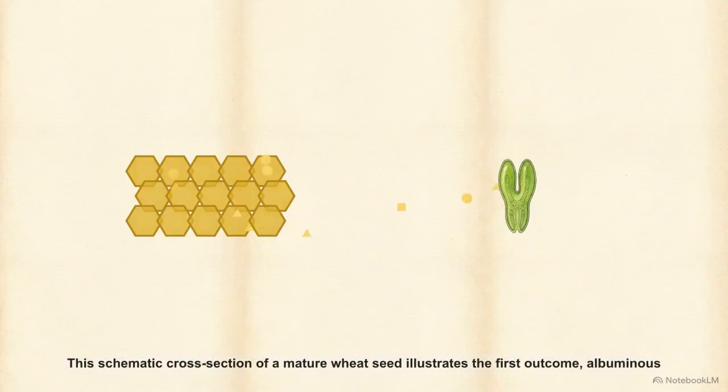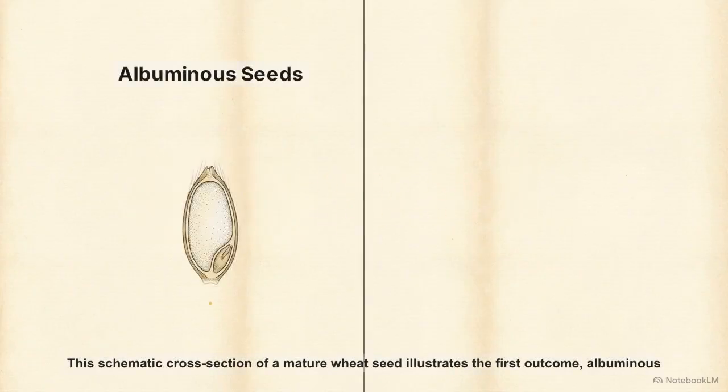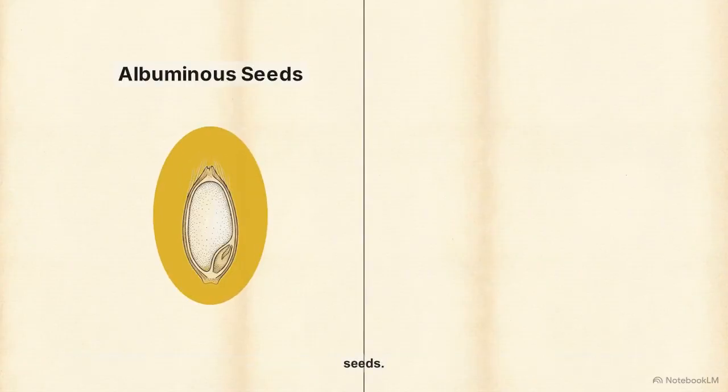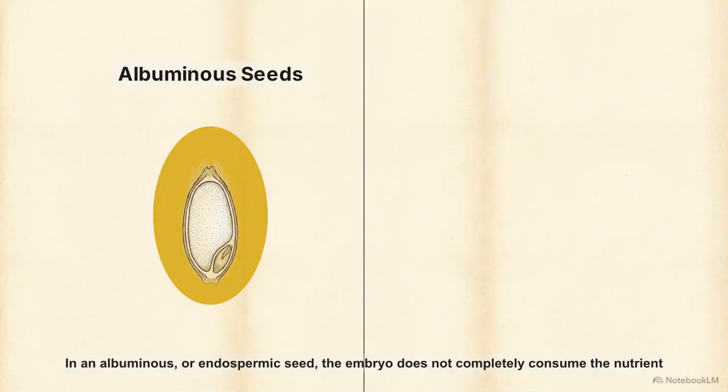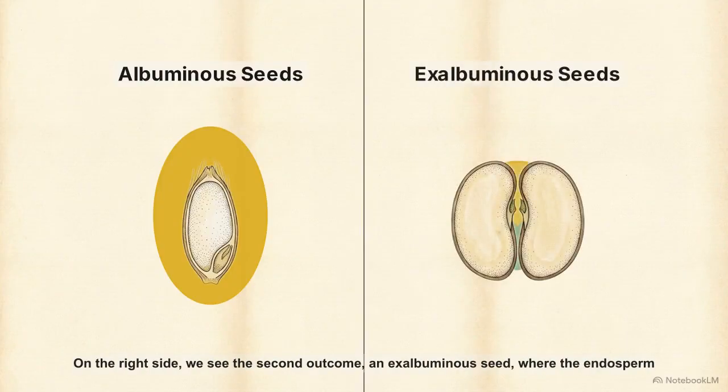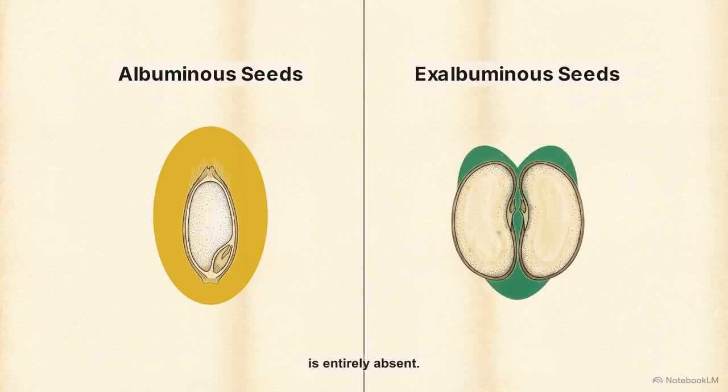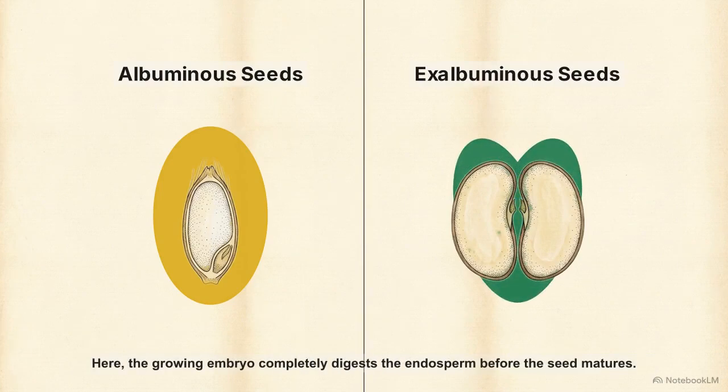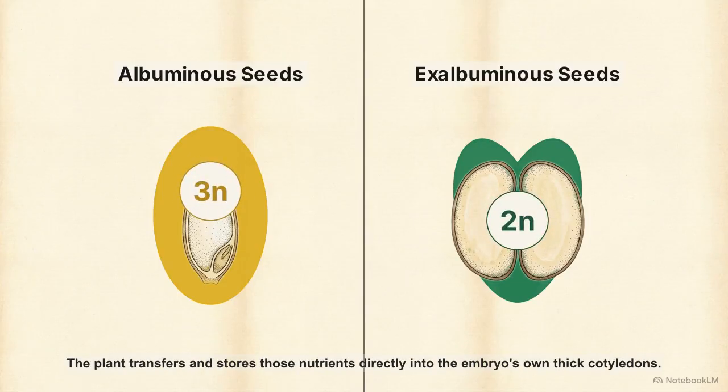This schematic cross-section of a mature wheat seed illustrates the first outcome, albuminous seeds. In an albuminous or endospermic seed, the embryo does not completely consume the nutrient layer during early development, so the endosperm persists into maturity. On the right side, we see the second outcome, an exalbuminous seed, where the endosperm is entirely absent. Here, the growing embryo completely digests the endosperm before the seed matures. The plant transfers and stores those nutrients directly into the embryo's own thick cotyledons.